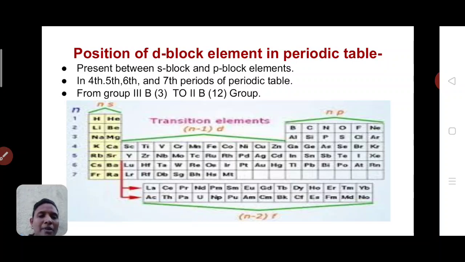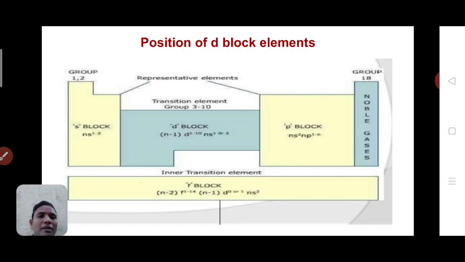You know what a period is? A period is a horizontal row of the periodic table and a group is a vertical column of the periodic table. So see the position of d block elements in the periodic table. Remember that according to period they are present in the 4th, 5th, 6th and 7th period, and according to group they are present from group 3B and end at group 2B, that is group 3 to group 12. So this is the position of d block elements in the periodic table.